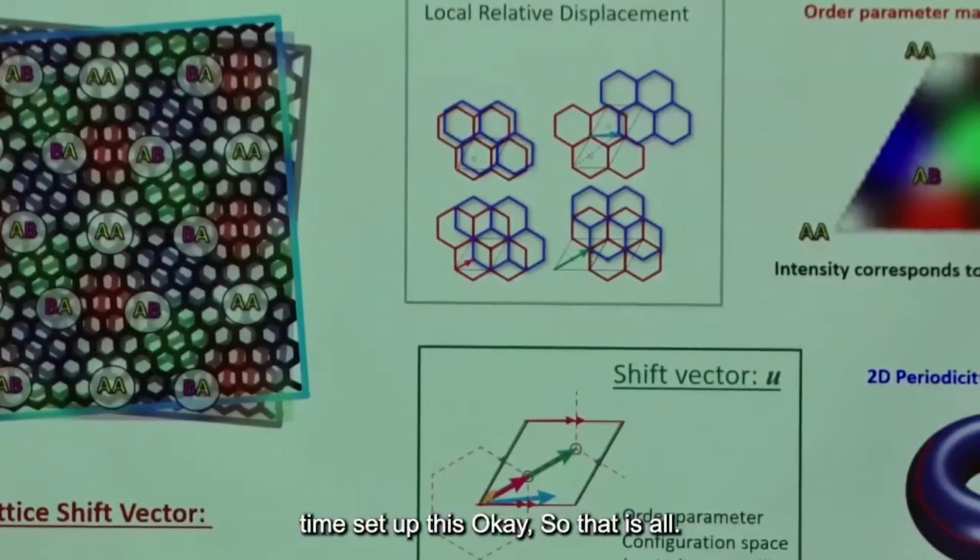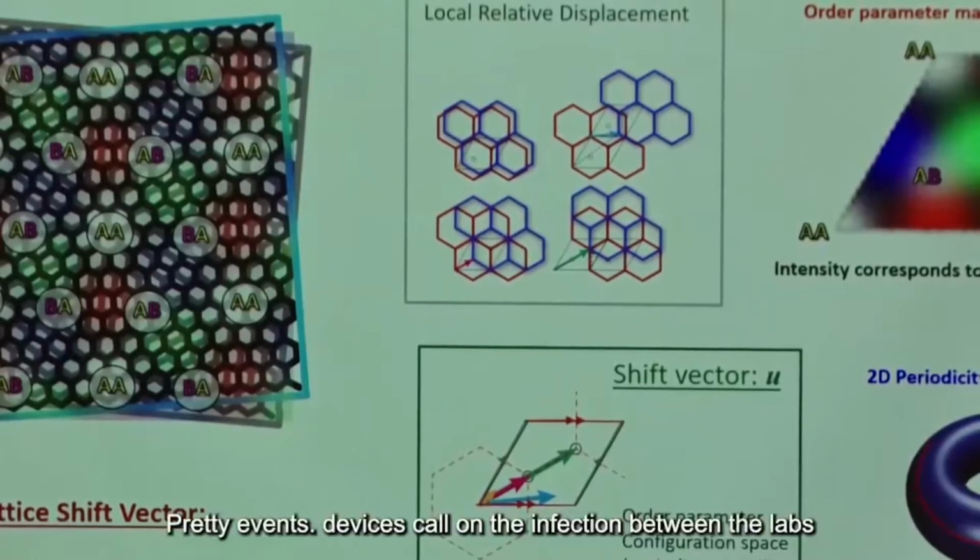Now the question is, if I turn on the interaction between the lattices, right? So now the tendency to favor AB or BA stacking is more prominent.